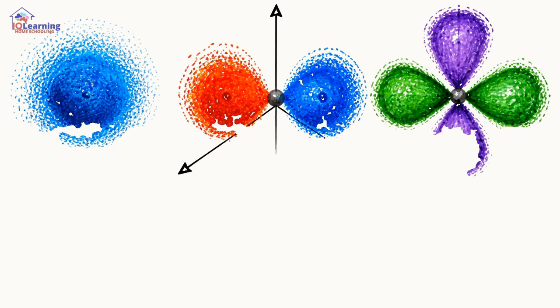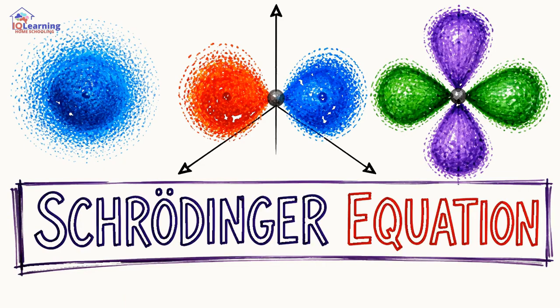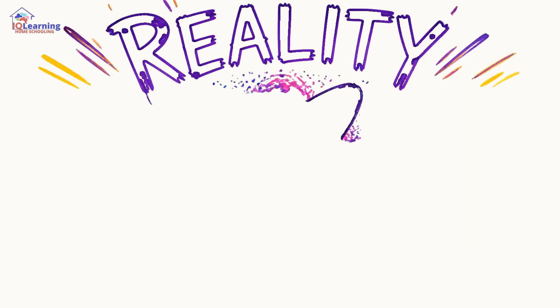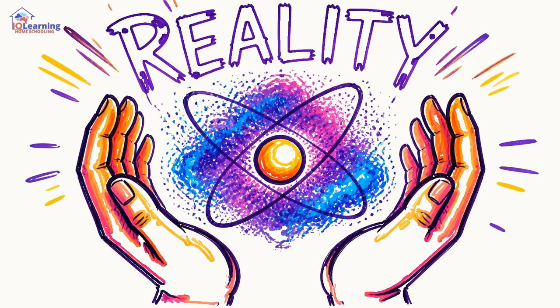Some of these probability clouds are simple spheres, others look like dumbbells, and some are even more complex. The mathematical blueprint for these shapes and their energy levels is the famous Schrödinger equation. This fundamental uncertainty isn't a failure of our tools, it's a core feature of reality.